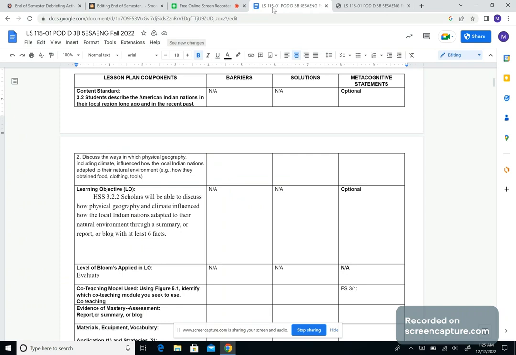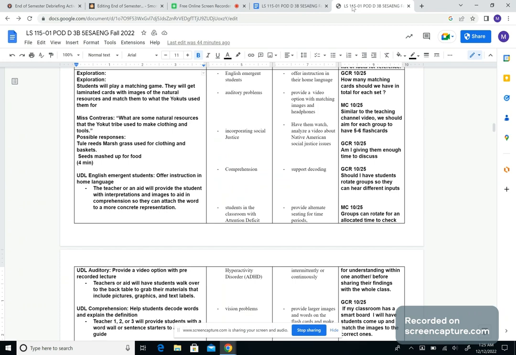The level of Bloom's applied in our learning objective was evaluate. Now, we're moving on to my favorite part of the lesson plan. This is the part where I feel the class was most engaged and we were able to hit the marks we needed to. I chose to discuss exploration. So during exploration, we introduced a matching game to the class.